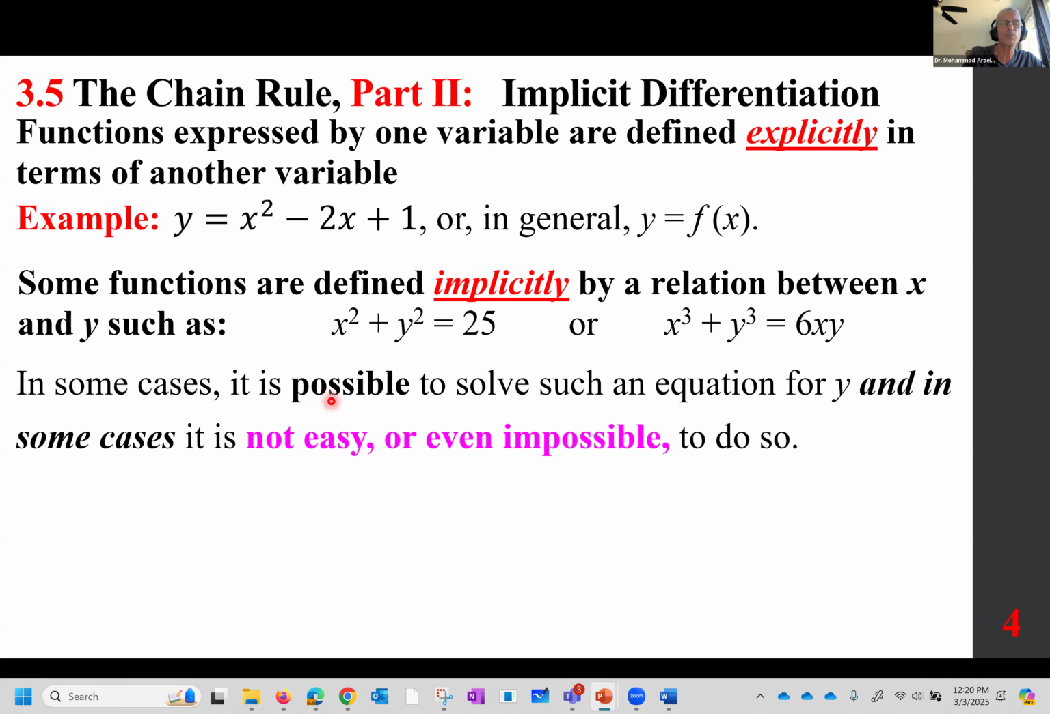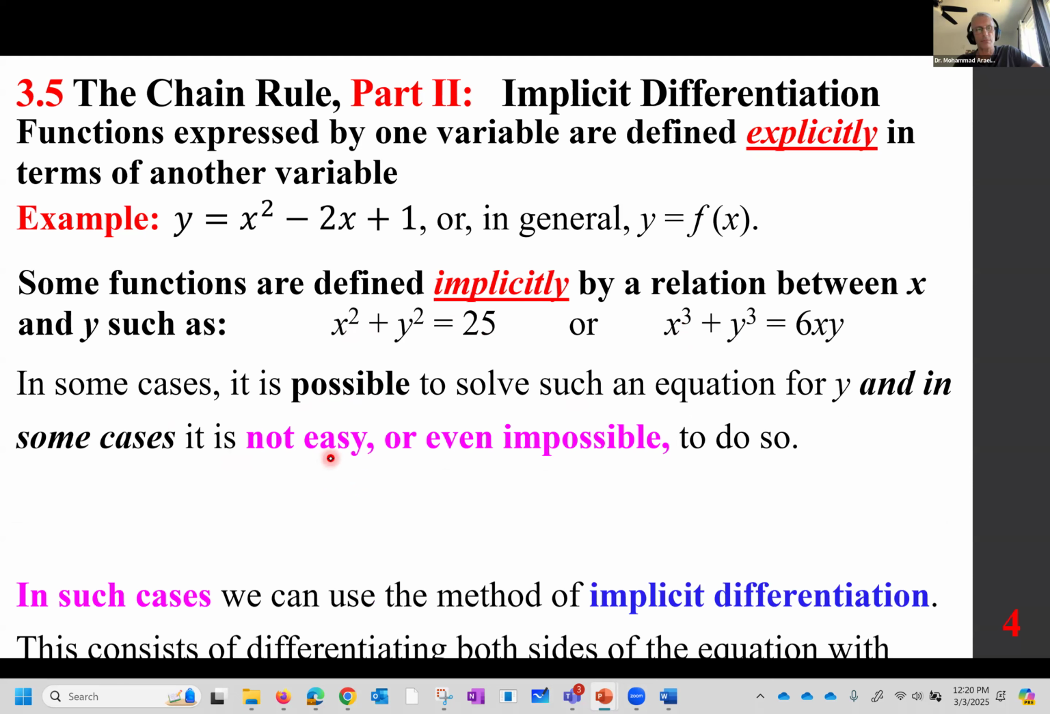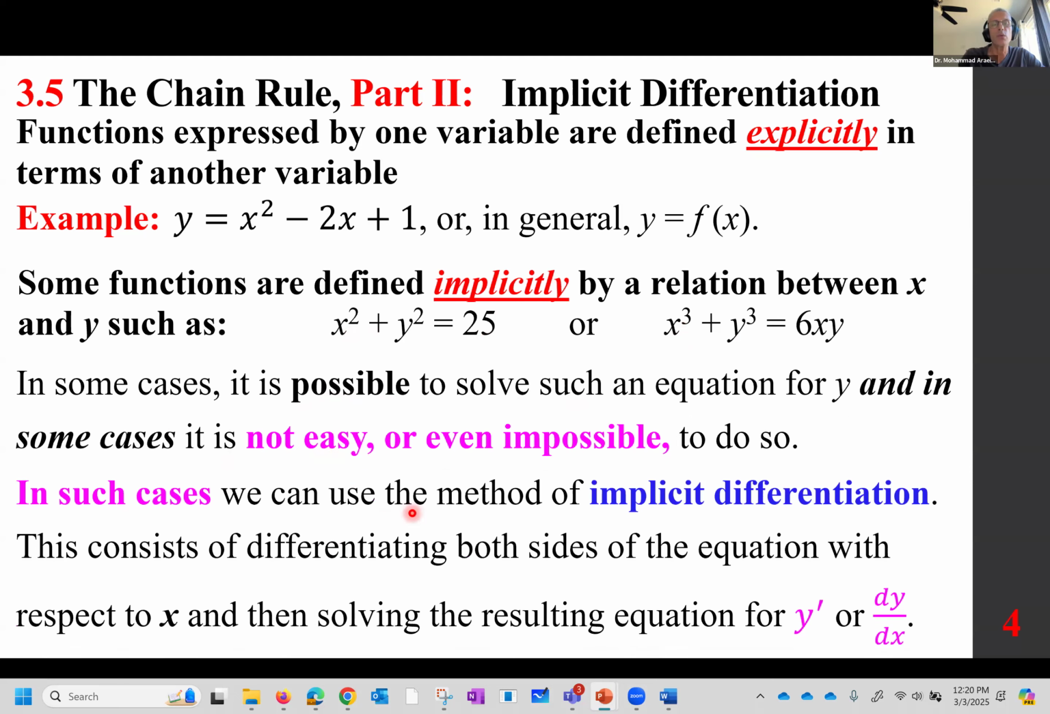In some cases, it is possible to solve such an equation for y, and in some cases, it is not easy or even impossible to do so. In such cases, we can use the method of implicit differentiation. This consists of differentiating both sides of the equation with respect to x and then solving the resulting equation for y prime or dy dx.